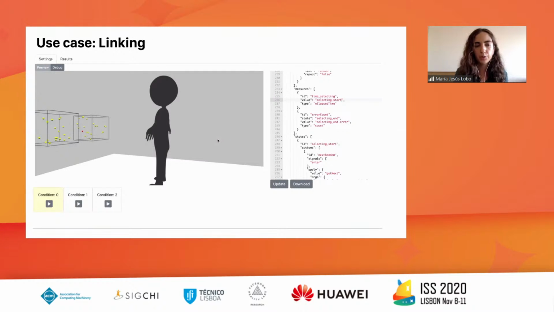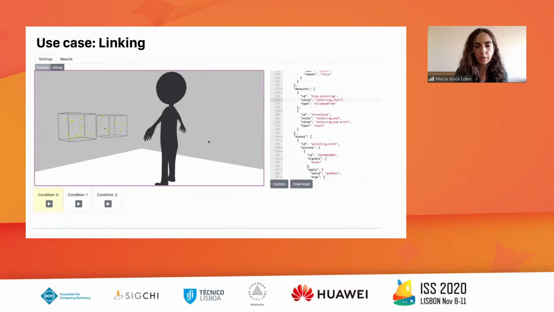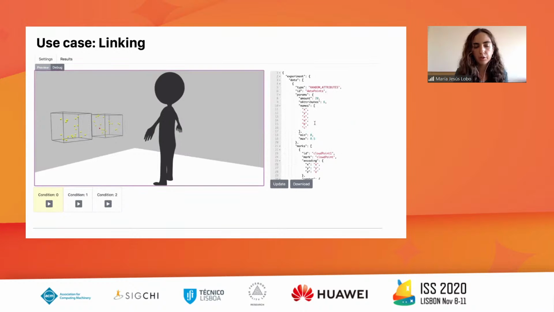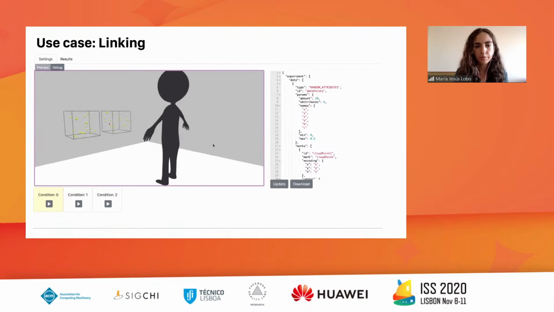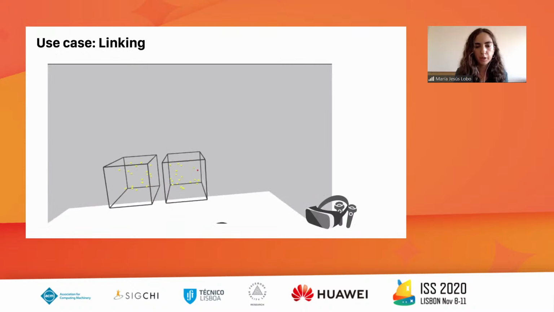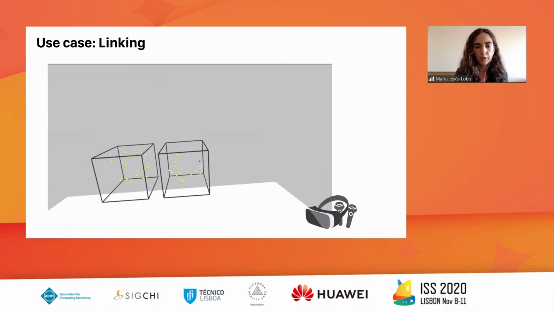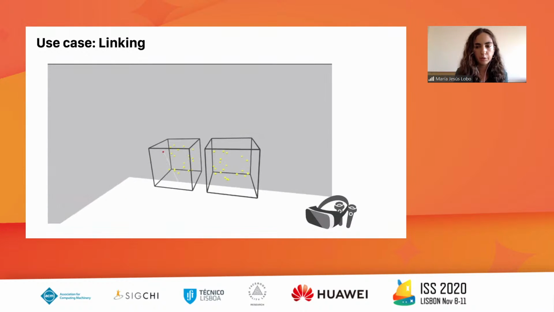We will now show a use case where a researcher is testing and linking tasks and debugging the experimental conditions. He will use an example with two visualizations, and the participant has to first select a target in the source view, then one in the target view. Here is the rendering with the virtual reality headset. So he first selects in the source view and then in the target view.